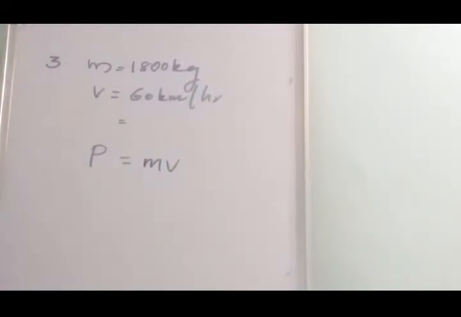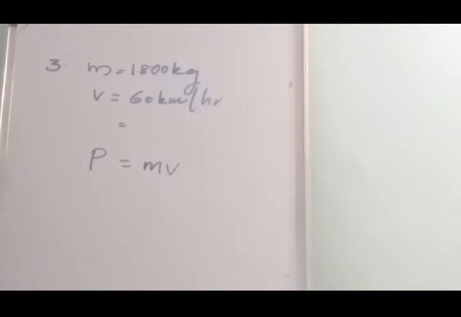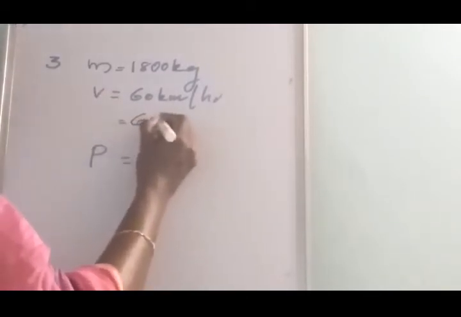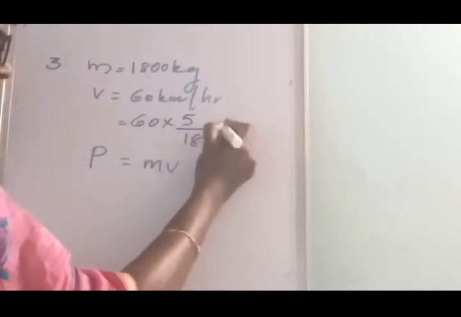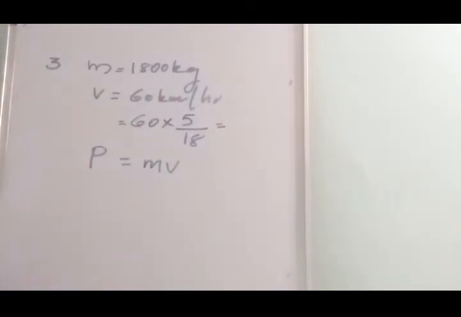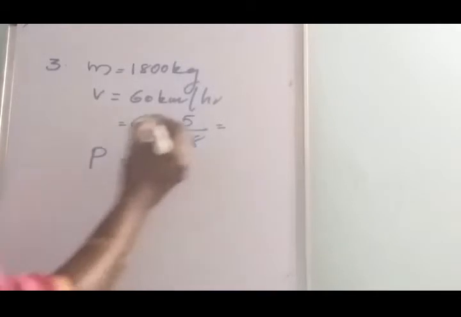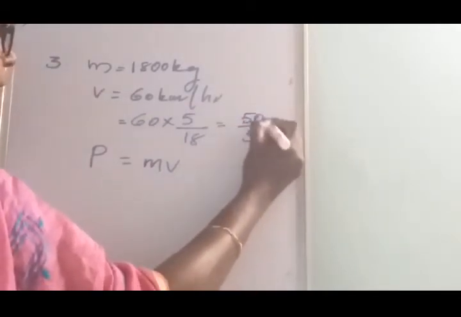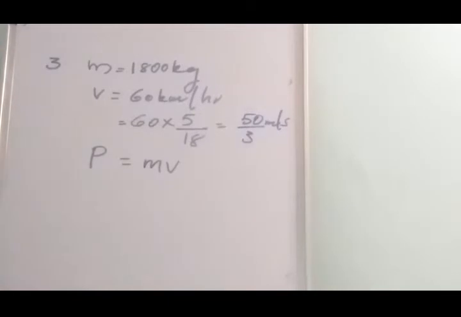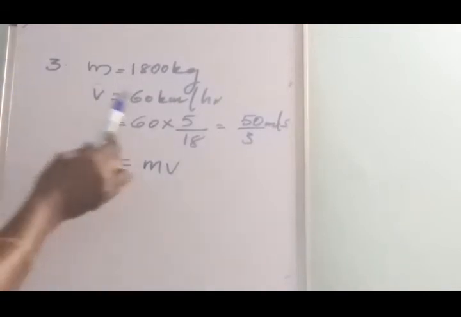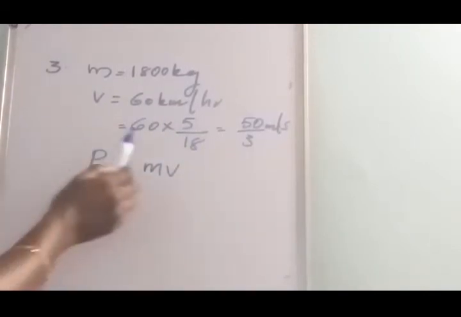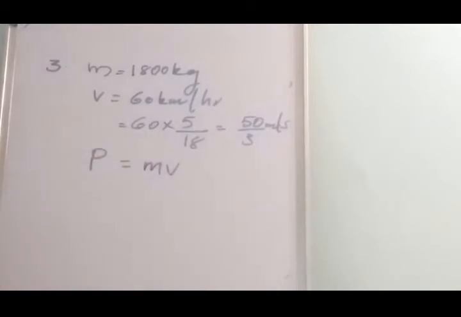Okay, and here the velocity is given in kilometer per hour. I think we have to convert it into meter per second. All of you know how we can convert kilometer per hour into meter per second: multiplying by 5 by 18. So we will get 60 into 5 by 18, which is 50 by 3 meter per second. In order to convert kilometer per hour into meter per second, we have to multiply by 5 by 18. Then multiplying this, we will get 50 by 3 meter per second.